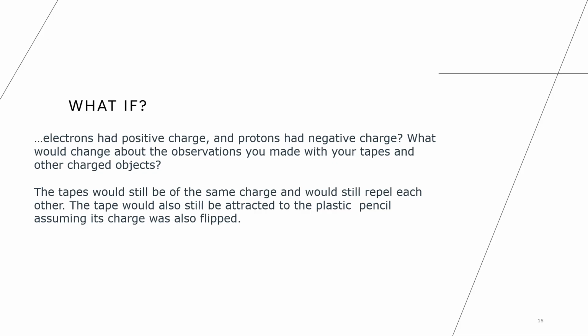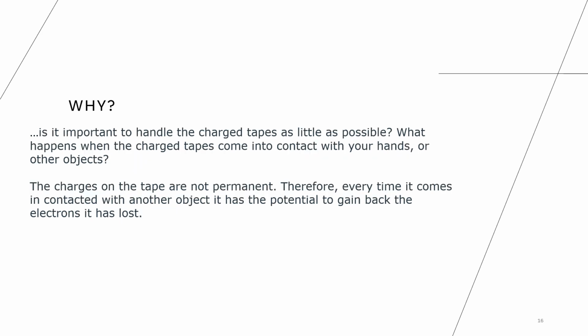Key takeaways. What if the electrons had positive charge and the protons had negative charge? What would change about the observations you made with your tapes and other charged objects? The tapes would still be of the same charge and would still repel each other. The tape would also still be attracted to the plastic pencil, assuming its charge was also flipped.